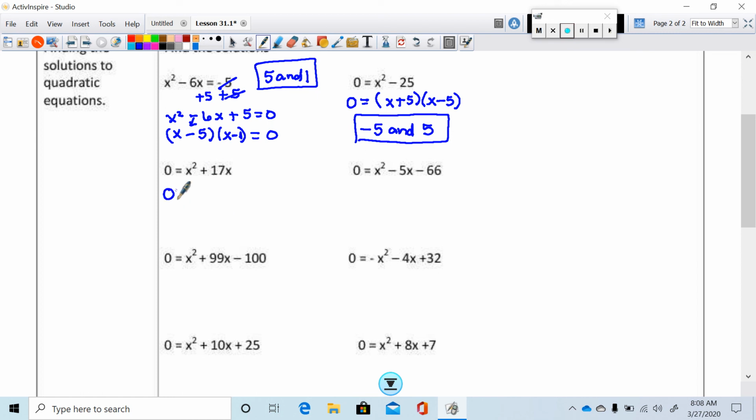Okay, for this next one, I can factor an x out. So I have 2 x's, I took an x out, that's 1 x left over, then plus sign. I have a 17 and an x, I took the x out, so that's 17 left over. So anytime you have x on the outside of a parentheses as one of your factors, 0 is one of your answers. So 0, and the opposite of +17 is -17.